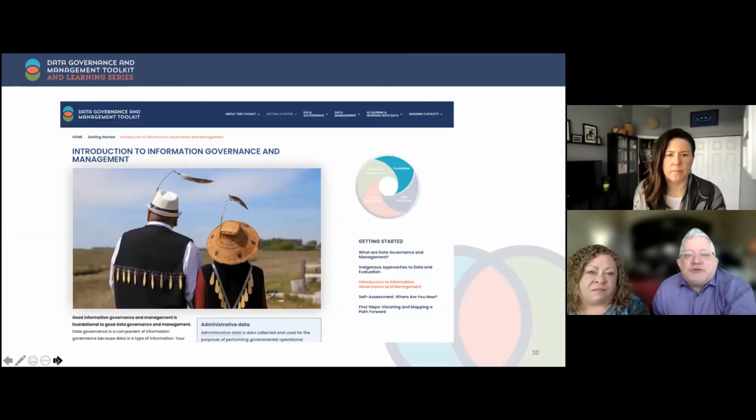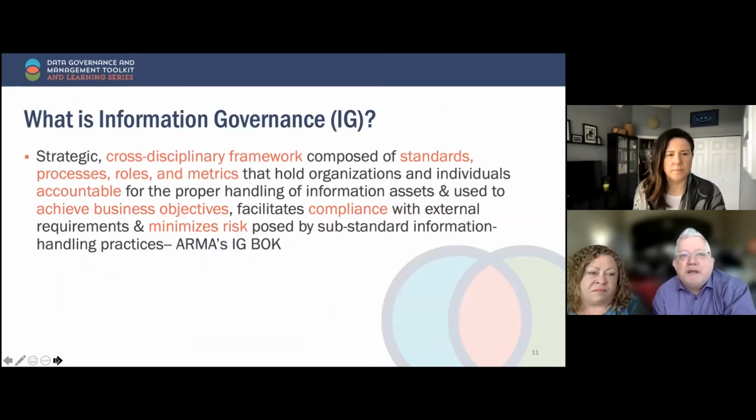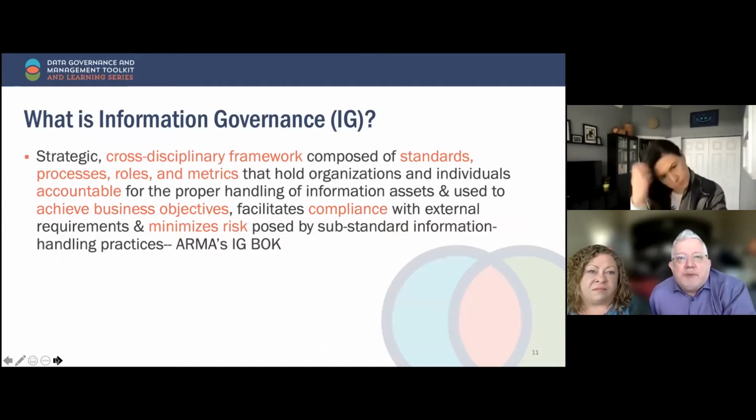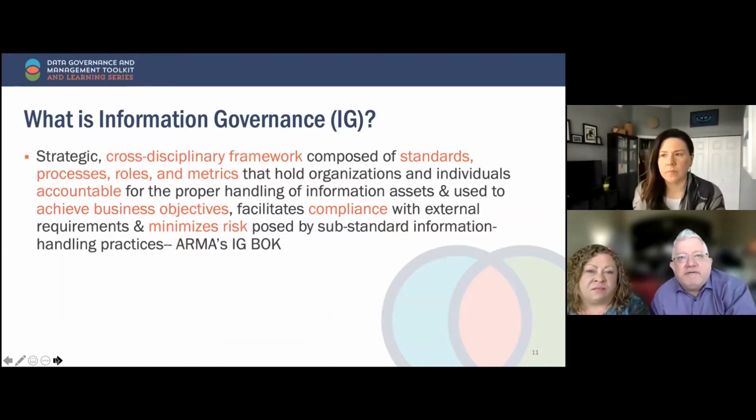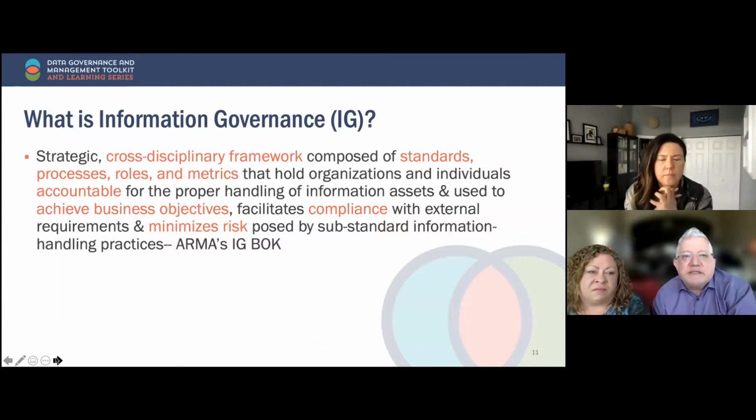This slide shows you a screenshot from the DG website. It provides an introduction to information governance and management and administrative data. Now, this slide gives you the formalized definition of IG from ARMA's IGBOK. The definition emphasizes a cross-disciplinary framework, standards, accountability to achieve business objectives, prove compliance, and minimize risk.